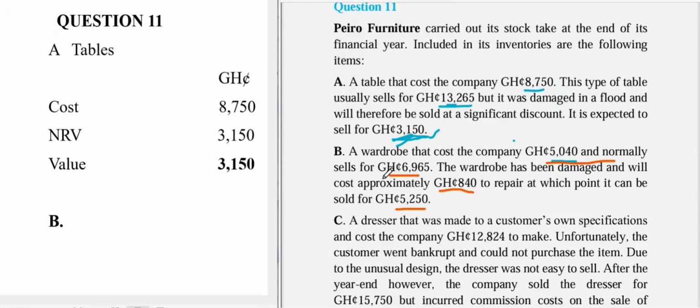But because we're told that it was damaged, this is the cost to repair. 840 is the cost that we're going to incur to repair. And after repair, to be sold at what? 5,250. So you see, we have two selling prices, the 6,965 and then the 5,250. But which one do we use? We have to use the 5,250 because that's the amount at which it can be sold after the repair, right? Good.